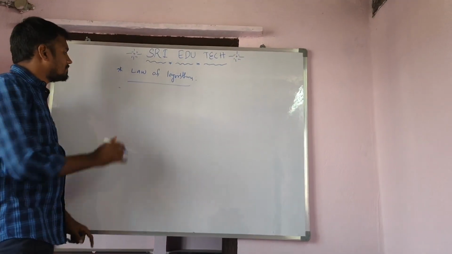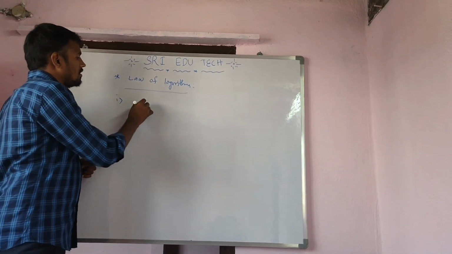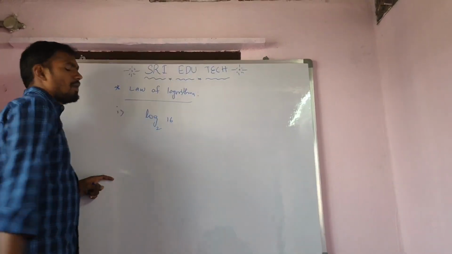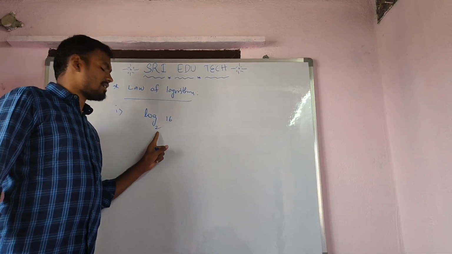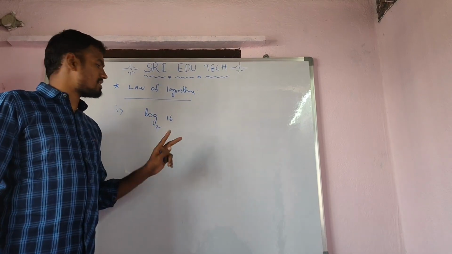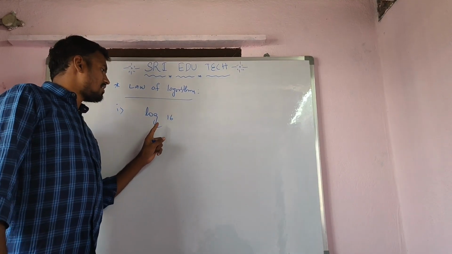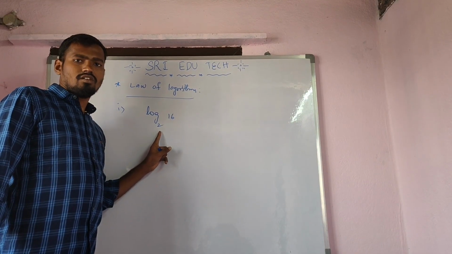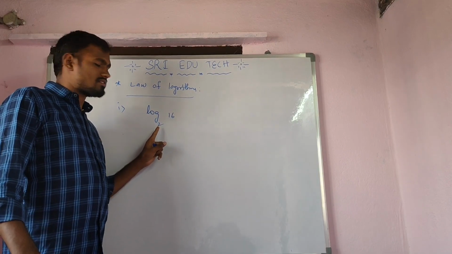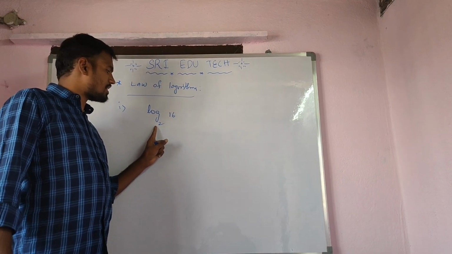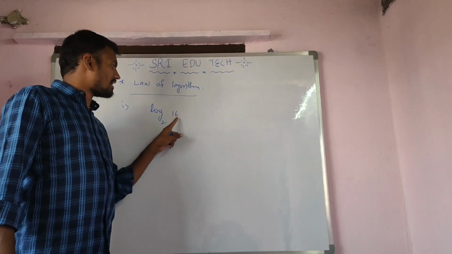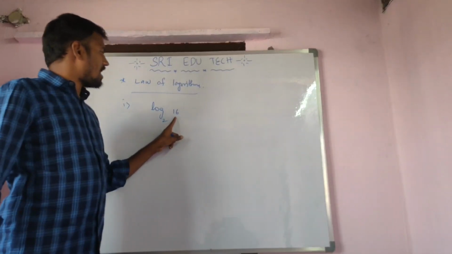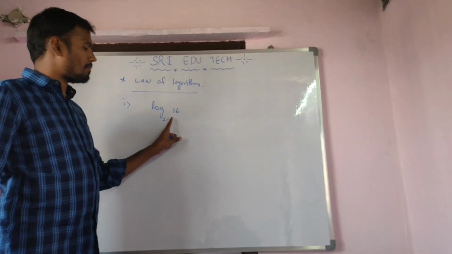First one, log 16 base 2, amma. See here, it is very easy. Logarithm problems are very easy. So while we are doing a logarithm problem, just try to look at the base. See what the base is, then write the number as a power of the base. Here 16 is given and the base is 2.